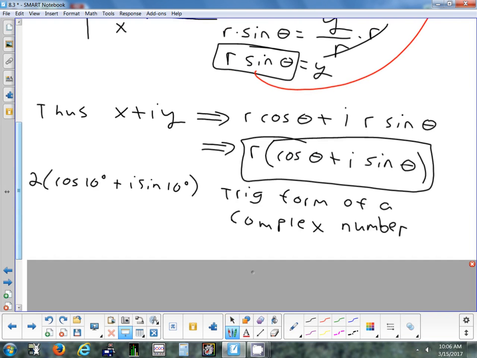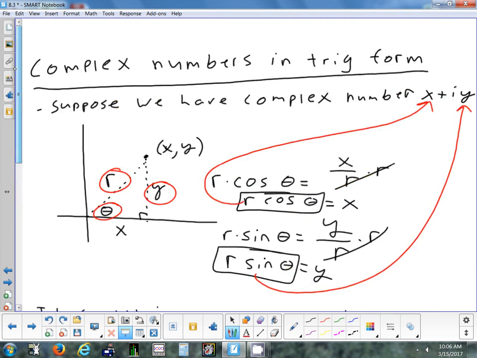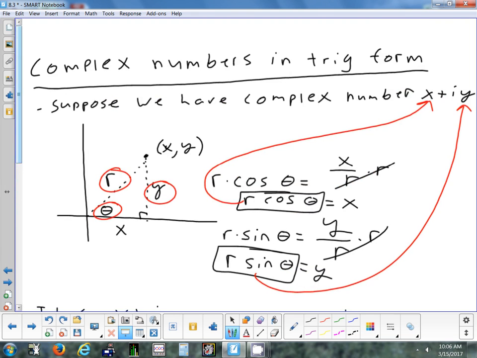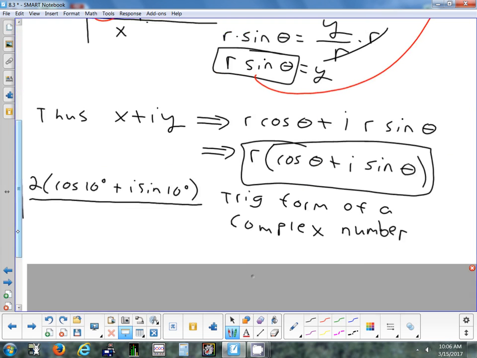Okay, and that's it. That would be a final answer to a problem. You don't do anything with that. If you were to plug in the cosine of 10 on your calculator and then multiply it by 2, and then plug in the sine of 10 on your calculator and multiply it by 2, you would be changing it from trig form back to standard form. So that's why we don't want to do it out. You leave it just like this.